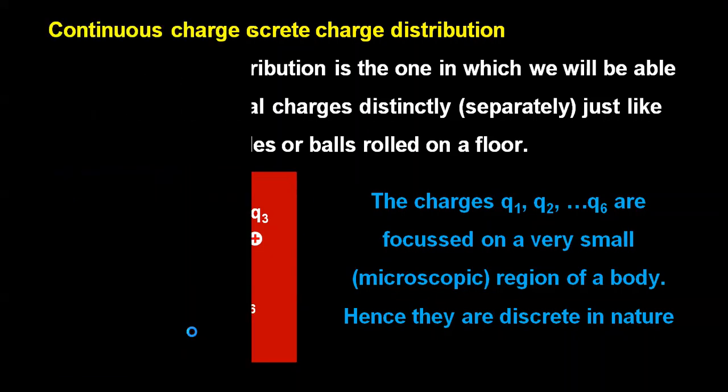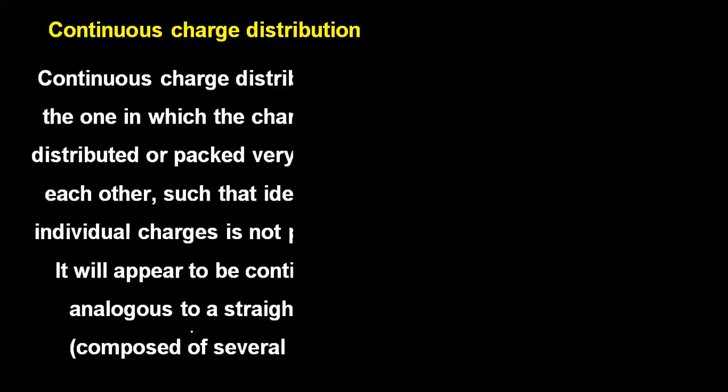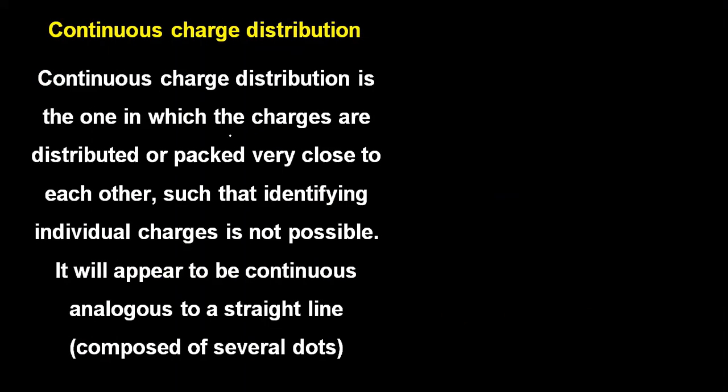Okay. Now, what do you mean by continuous charge distribution? A continuous charge distribution is the one in which the charges are distributed or packed very close to each other, such that identifying individual charges becomes quite impossible. So the charges on a body are distributed in such a way that they are congested, they are tightly packed, they overlap with each other. In such case, the charges cannot be identified individually, as we saw in the earlier slide.